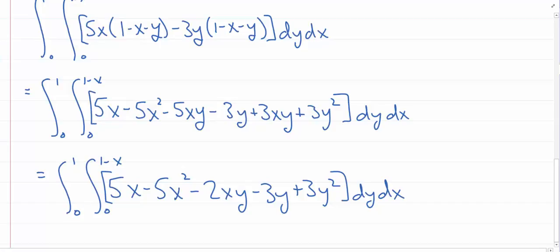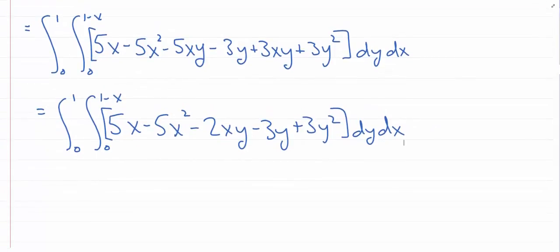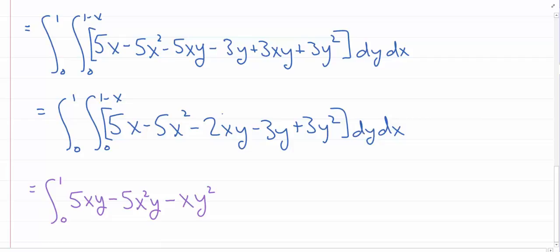Okay, so there's what we have so far, and at this point I'm ready to integrate. We've got 0 to 1. Now this 5x is going to be 5xy, because remember, we're integrating with respect to y. Minus 5x squared y, minus xy squared for this one, and then minus 3 halves y squared, and then plus y cubed. And that is y going from 0 to 1 minus x.